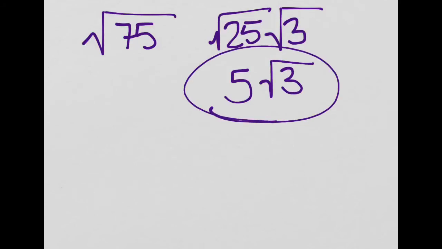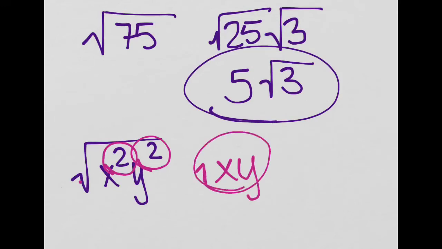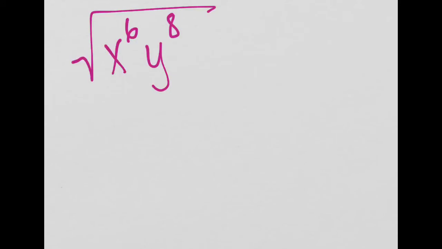I can continue on with the square root of x squared y squared. This is what we've done before, where we're looking at the exponents and just taking half of that. So the square root of x squared is x, the square root of y squared is y, and that is my solution right there. It eliminates that radical symbol. So again, if I have anything to an even power, when I'm taking the square root, I'm just taking half of that exponent.